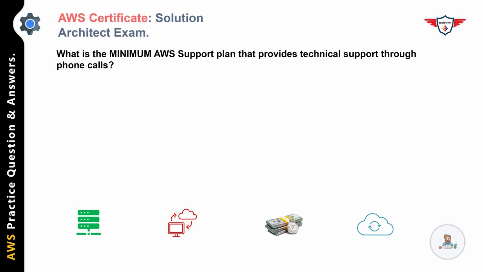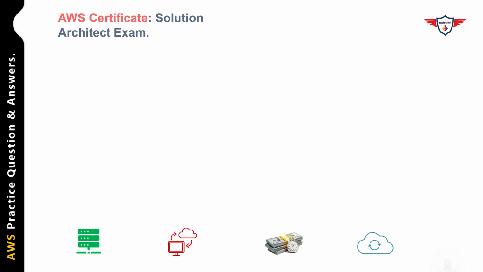What is the minimum AWS support plan that provides technical support through phone calls? And your options are Enterprise, Business, Developer, and Basic. The correct answer is Business. You can call or chat with the technical support team by using the Business Support Plan or the Enterprise Support Plan. The Business Support Plan is the minimum plan that provides this feature.